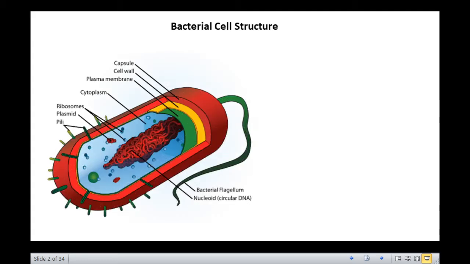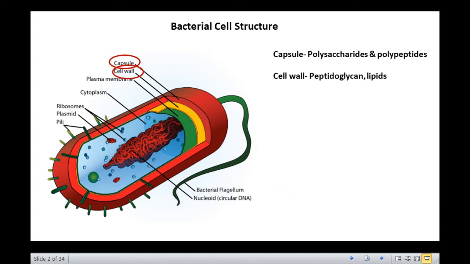The outermost layer in some bacteria is the capsule, which is made up of polysaccharides and polypeptides, that is, carbohydrates and proteins. Next is the cell wall, which in the case of gram-positive bacteria is made up of peptidoglycan, and in the case of gram-negative bacteria is made up of lipids. We can say that broadly it is made up of carbohydrates, proteins and lipids.